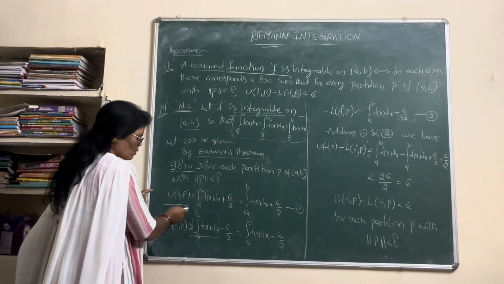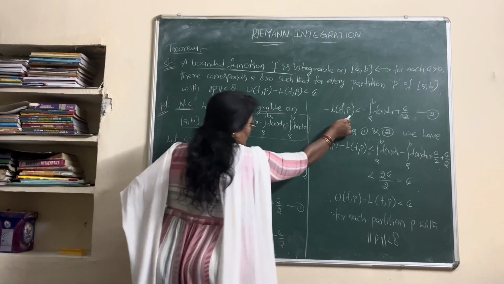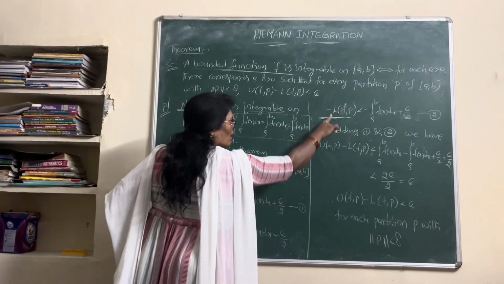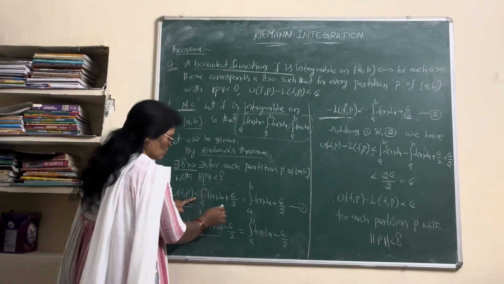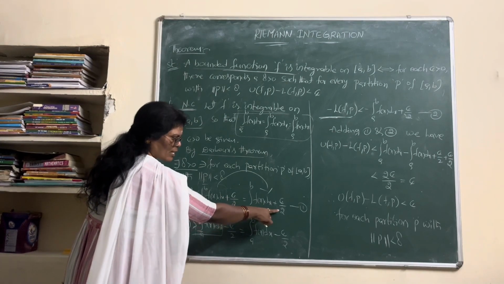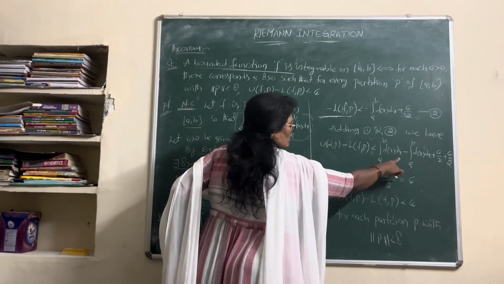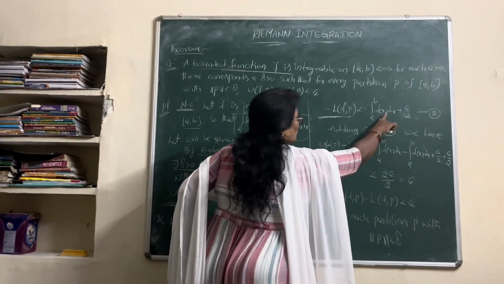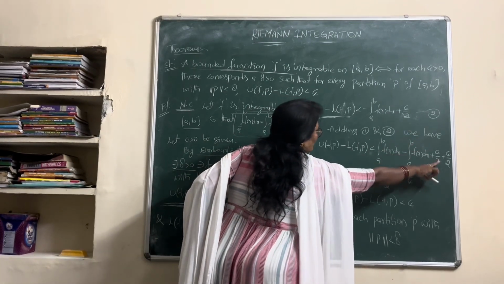On the left hand side of the equation, what is there? UFP minus LFP. Adding, UFP minus LFP is less than what? Here, integral a to b f of x dx plus epsilon by 2, minus integral a to b f of x dx from the second equation, plus epsilon by 2.